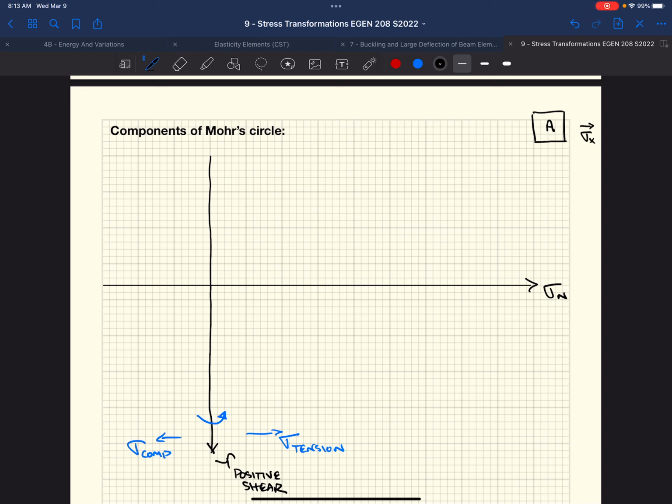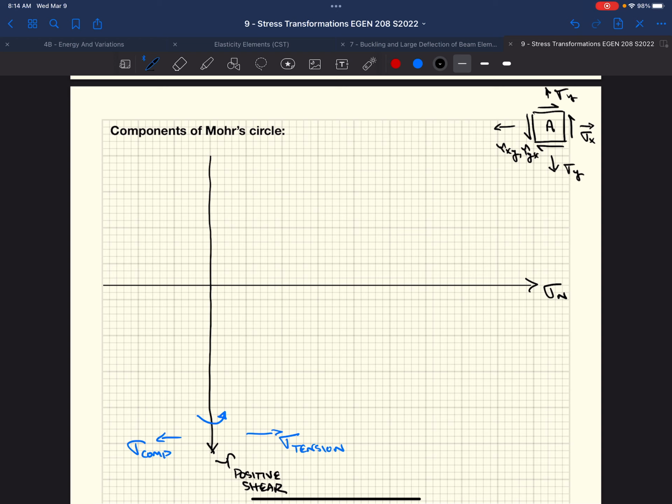We have sigma x, sigma y, and we have shear stresses. This is going to be tau xy, or tau yx, right? Our shear stress on the y face in the x direction and the shear stress on the x face in the y direction.